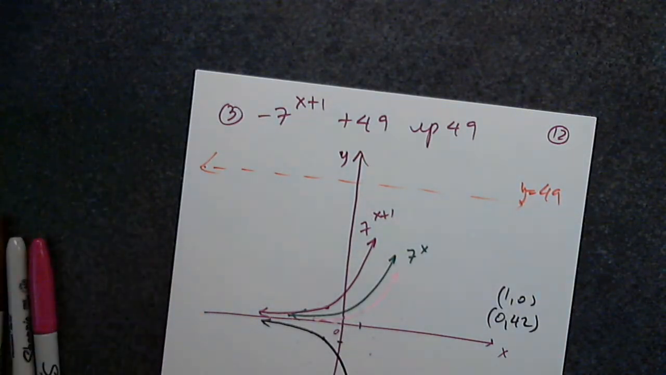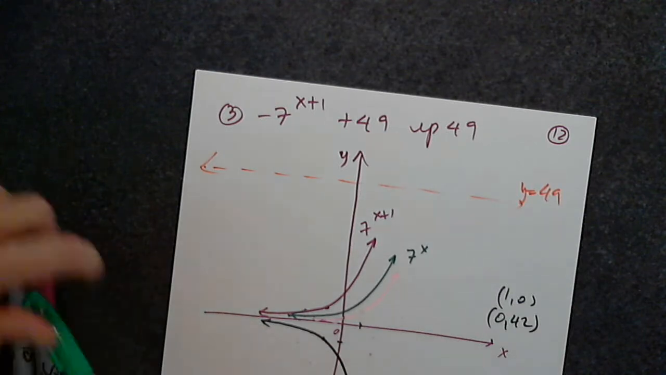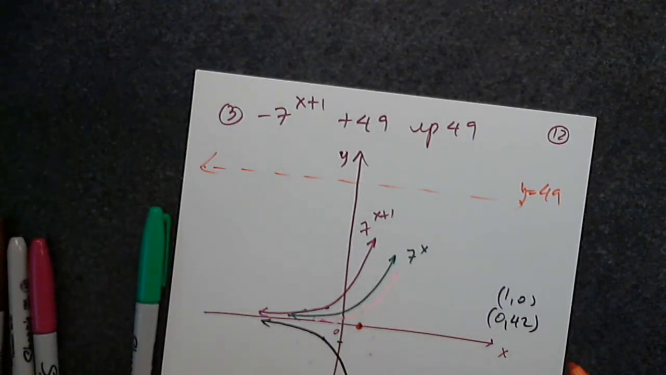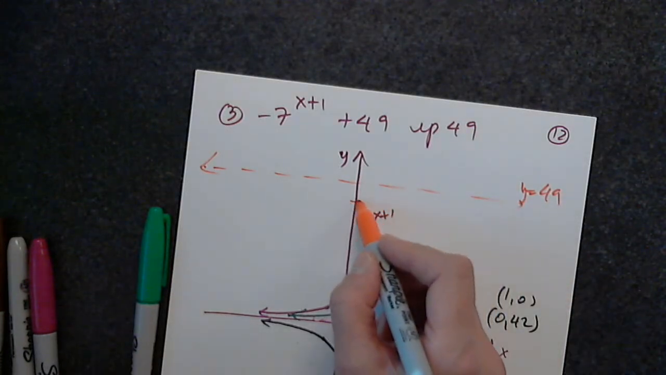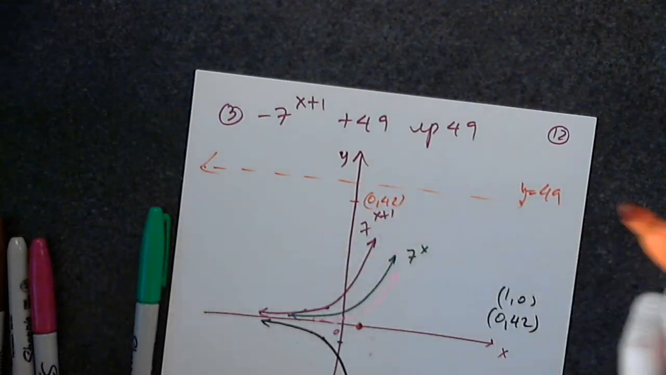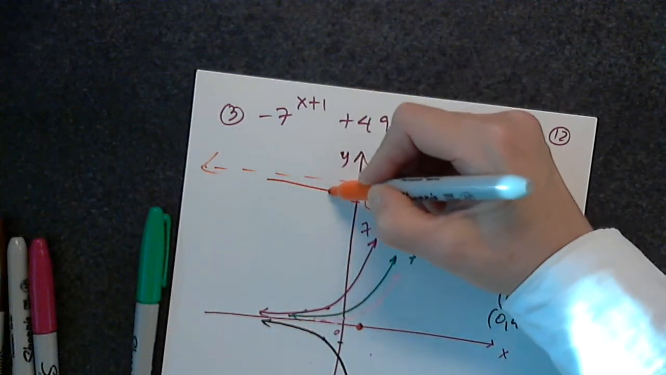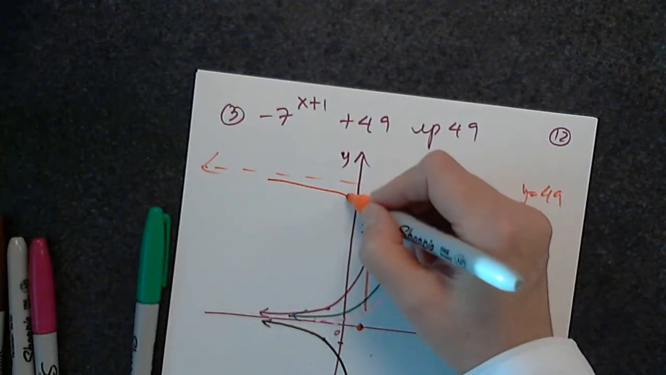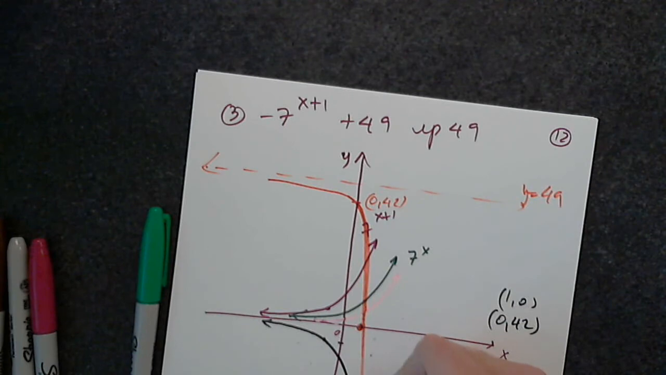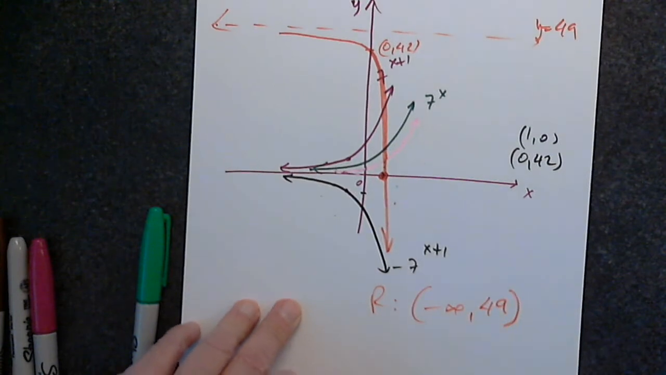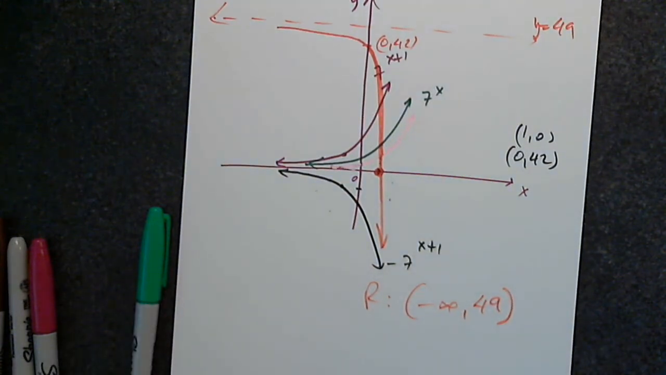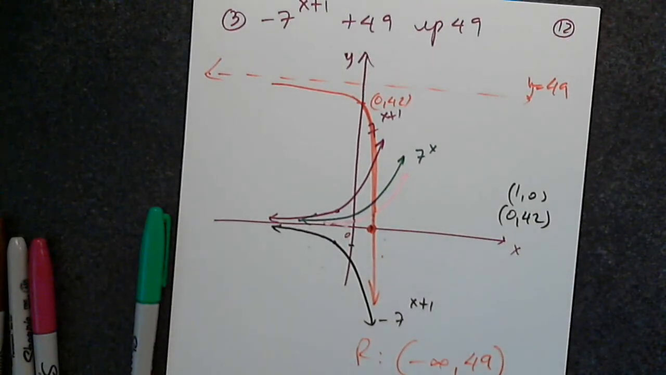Okay, so (1, 0) will definitely be this point. And (0, 42), I'm going to say that this is 42. So here's the graph. Can anyone give us the range of this function? Negative infinity to 49. I never put it like 49 to negative infinity, because we read from left to right. Yes, exactly. Thank you.